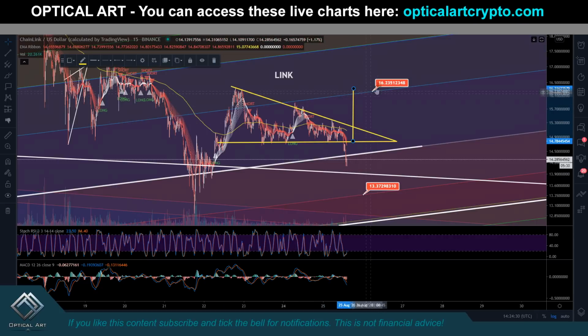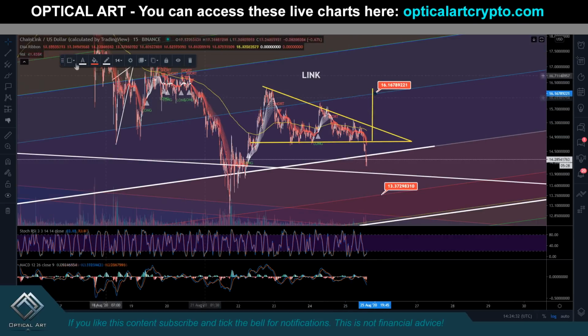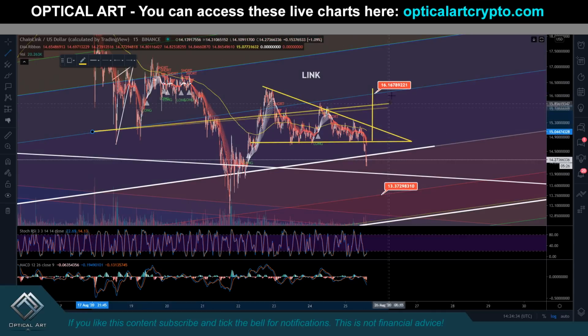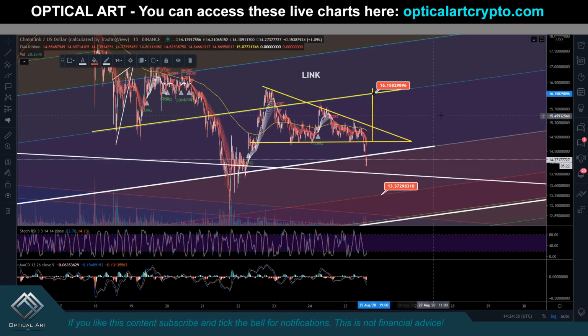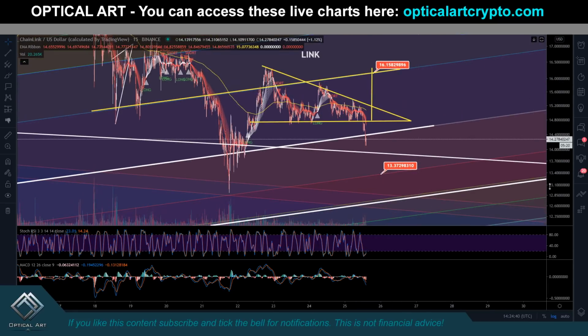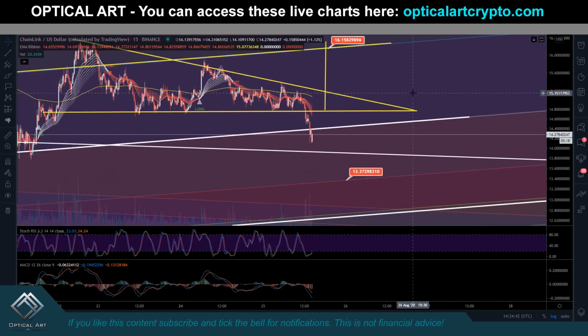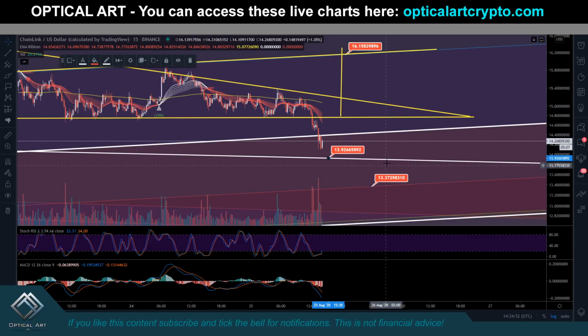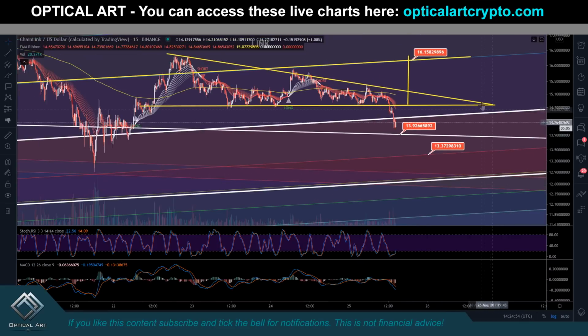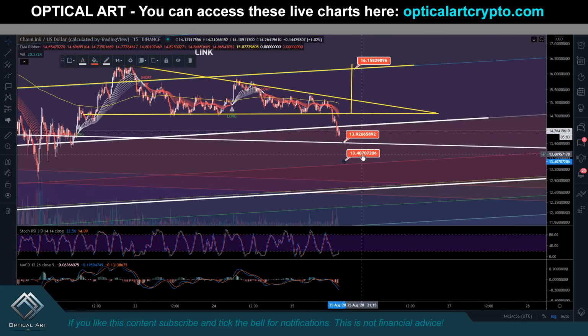But no, if we break up, your target will be here, because we know this is very strong support and resistance. So if we push up, your target is right here at $16.15. If we continue down, notice how well we're respecting these on the way down. We drop below, we found support, we found resistance, so your next target below is going to be right here, around $13.92. But your ultimate target is going to be right here.